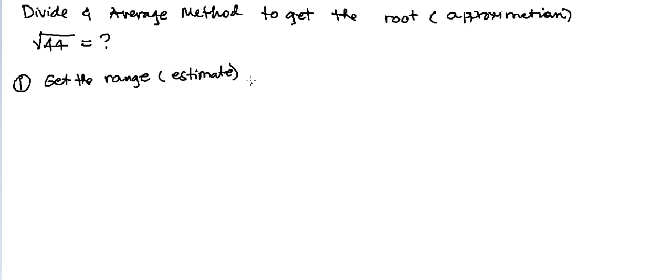Okay, so estimate ng square root of 44. Okay? So, paano ba to? Okay, recall that what you have learned, no? So, sulat mo lang si square root of 44 dito. Tapos, you're going to identify what is the perfect square na nauna kay 44 and then next to 44. So, in this case, we have square root of 36.